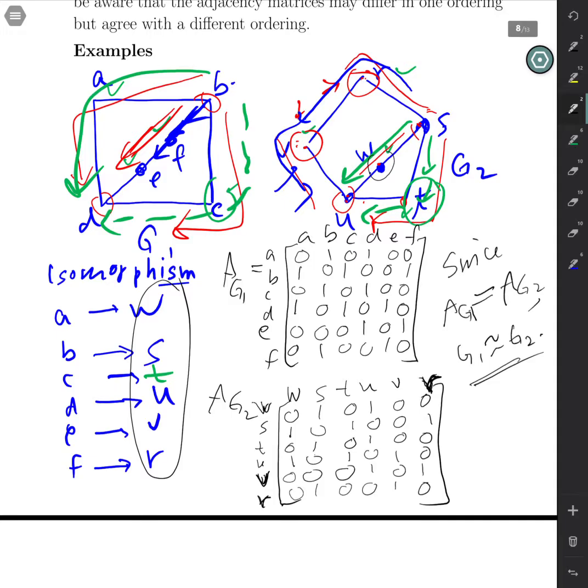So I'm going to talk next about how to show that graphs are not isomorphic, the kinds of things you would do for that. But I think I'll stop this video and then open a new one for that.